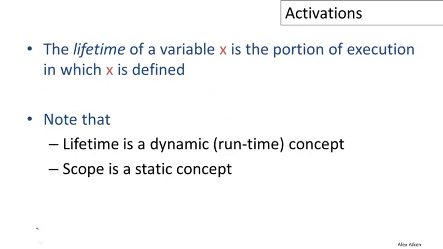We can define an analogous notion of the lifetime of a variable. So the lifetime of a variable x is going to be the portion of the execution in which x is defined. That means that it's all the steps of execution from the time that x is first created until the time when x is destroyed or deallocated. And just note here that lifetime is a dynamic concept. So this is something that applies to the executing program. We're talking about the time when the variable first comes into existence until the moment in time when it goes out of existence.